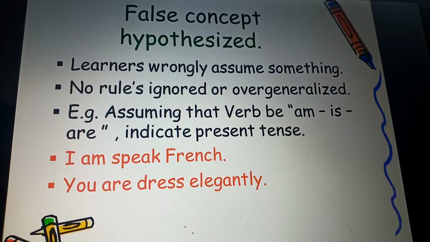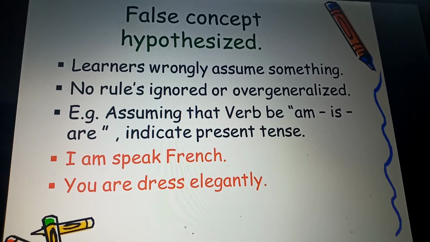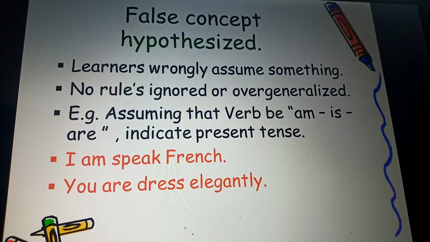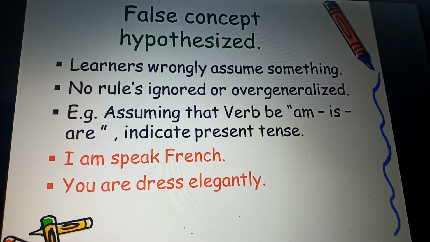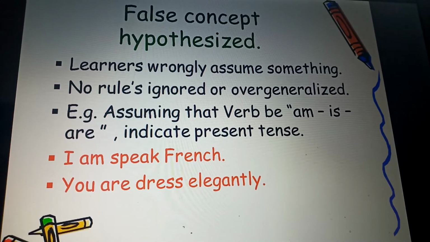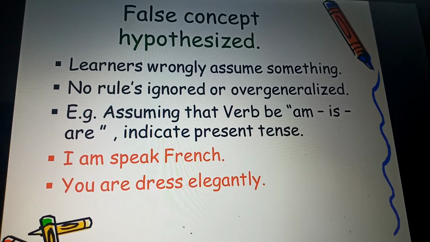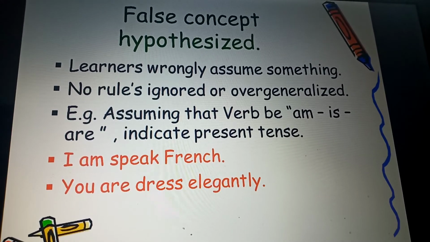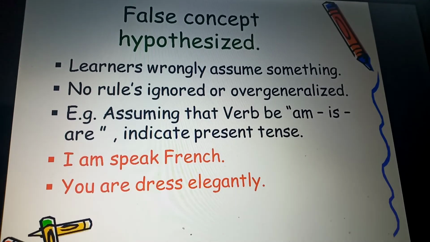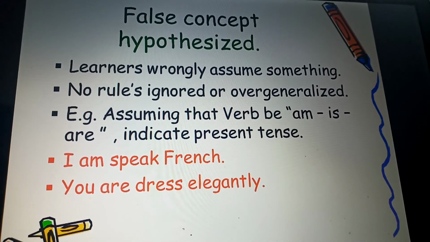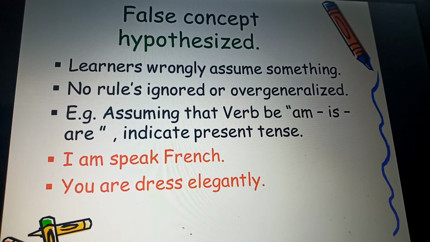False concept hypothesized. Learners wrongly assume something. No rules, ignore it or overgeneralize it. For example, assuming that the verb be, am, is, are, indicates present tense. I am speak French. It's not correct. I speak French, we should say. You are dressed elegantly.